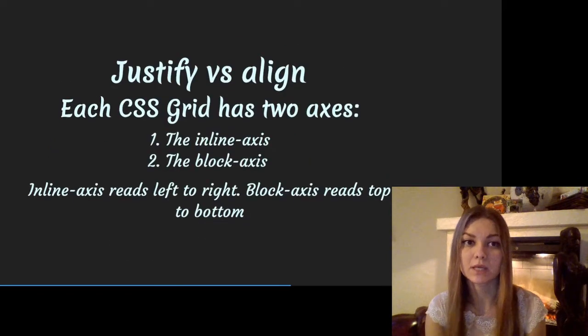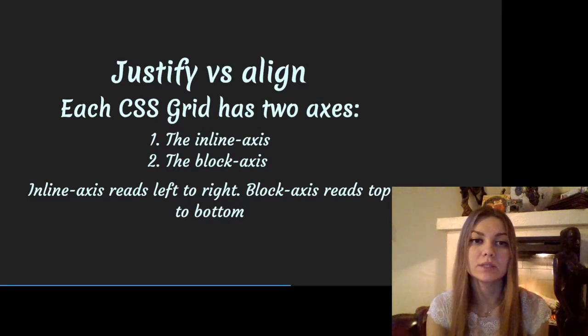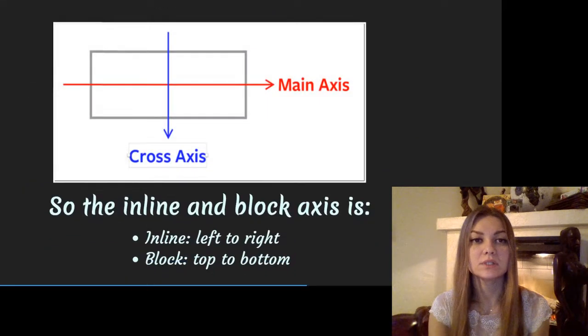Justify versus align. Each CSS grid has 2 axes, the inline axis and the block axis. When you justify something, you are changing the alignment according to the inline axis. When you align something, you are changing the alignment according to the block axis. Inline axis reads left to right. Block axis reads top to bottom. You can see that on this picture. Inline left to right, block top to bottom.